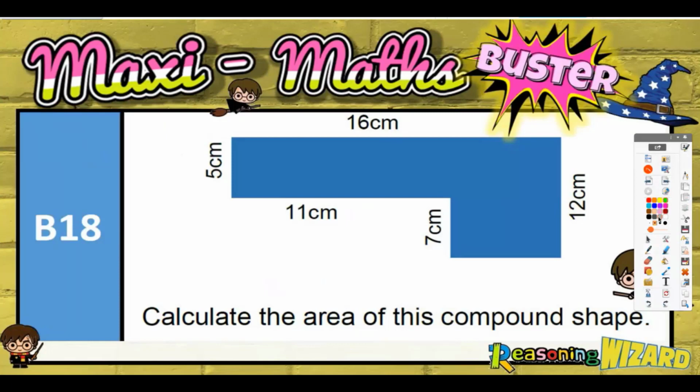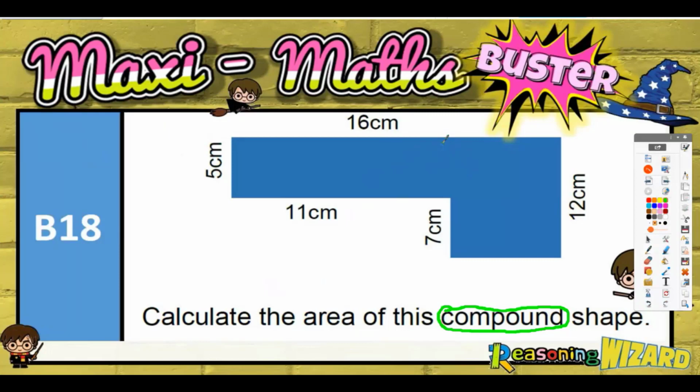Question 18. Calculate the area of this compound shape. Now, first thing we need to address is this word compound. In science, a compound is basically when you put two substances together to make a mixture, a compound. So a compound shape is two separate basic shapes put together to make a more complicated shape.